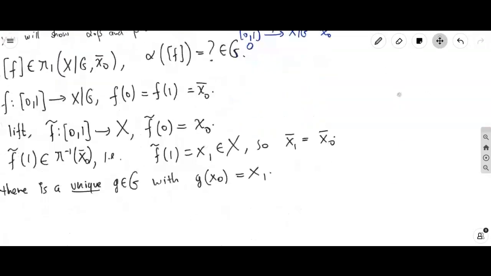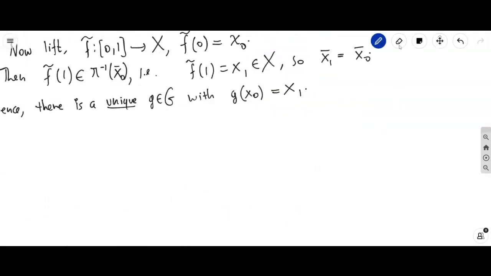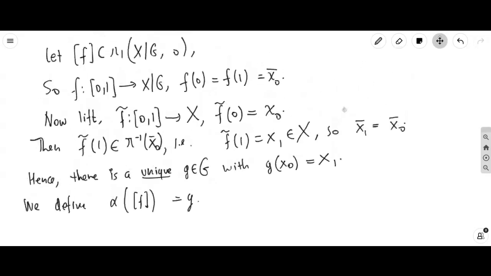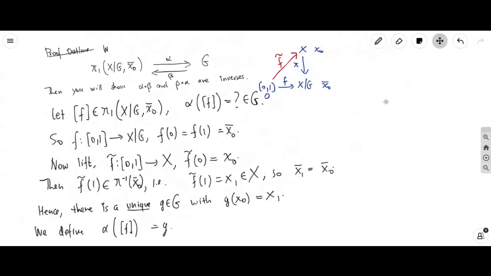The reason why it has to be unique, there's exactly one. I'm going to leave that for you to think about. It basically has to do with the fact that you have bijections. There's a unique automorphism that will take x0 to x1. And that's how you construct it. We define the alpha map to be this group automorphism. So that's how the alpha map is being created.